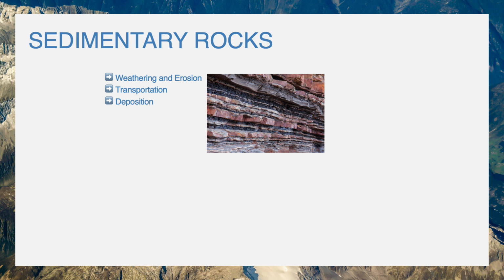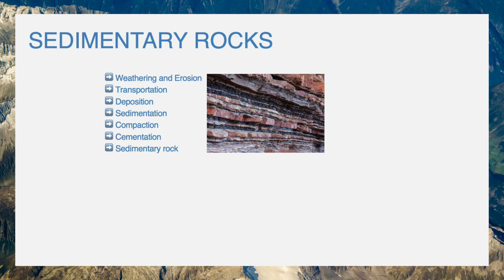Over time, the layers build up, and this is called sedimentation. The weight of the layers above then squeezes the sediments together, and this is called compaction. Minerals then join the particles together, and this is called cementation, and eventually the sediments become sedimentary rocks, as we can see in this image here.